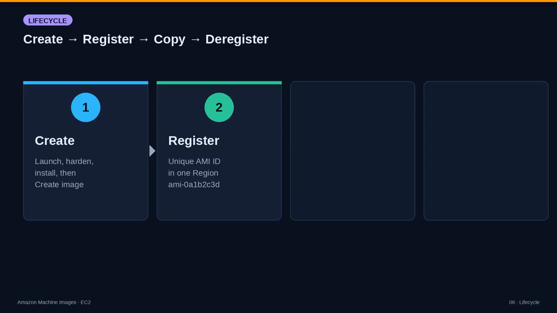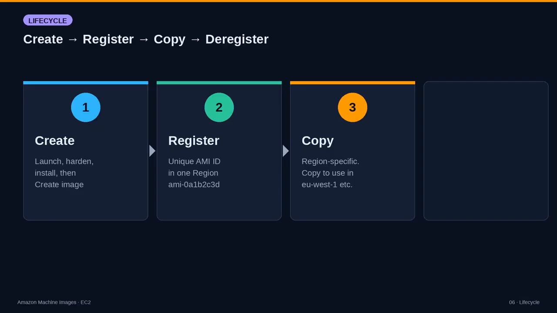Copy matters because AMIs are region specific. An image born in US East 1 does not magically exist in EU West 1. You explicitly copy it, which creates a new AMI ID in the destination region and usually copies the underlying snapshots too. Deregister is how you retire an AMI so nobody can launch new instances from it.